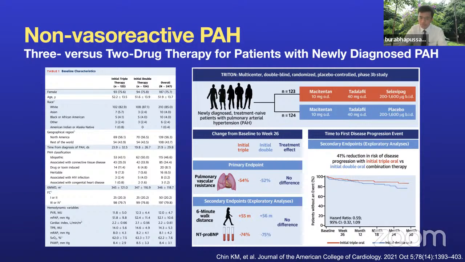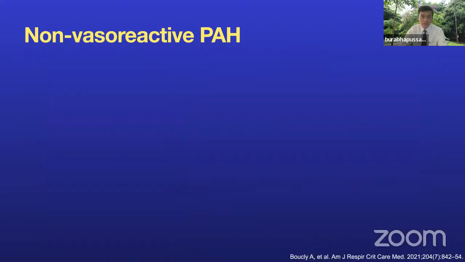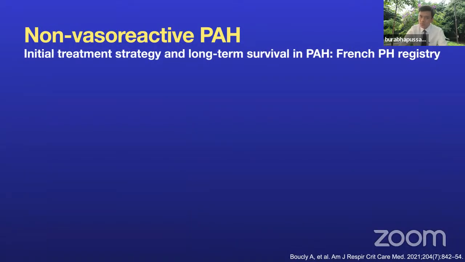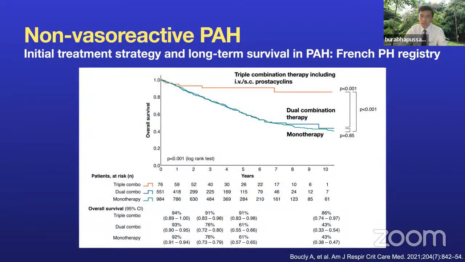However, in the long-term follow-up, there seems to be a positive signal of improved clinical worsening with initial triple oral therapy. And there is also data from the French PAH registry, in which we can see that PAH patients who start treatment with initial triple combination therapy, including parenteral prostacyclins, get better survival than patients who start with dual or monotherapy.